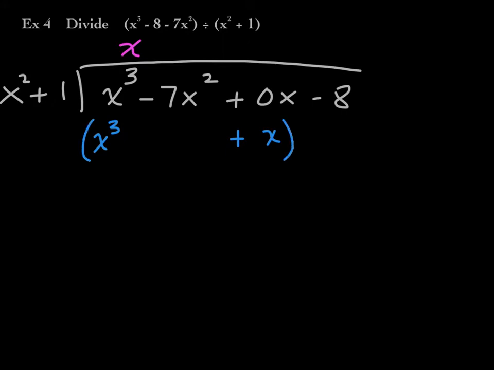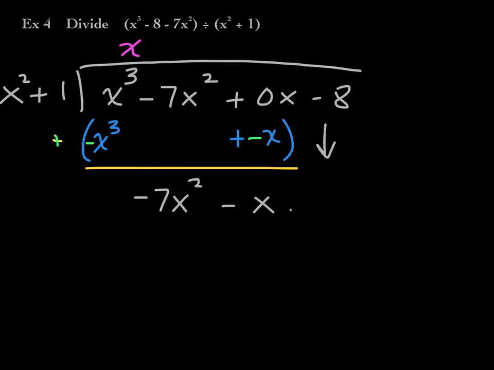Now put parentheses, and don't forget to subtract, and also don't forget to distribute that negative and add the opposite, so it's negative x cubed and negative x. What we get as a result is negative 7x squared, just by bringing that down, and then minus x, and then let's bring down this minus 8. Okay? Now keep going. X squared times negative 7 will give me negative 7x squared.